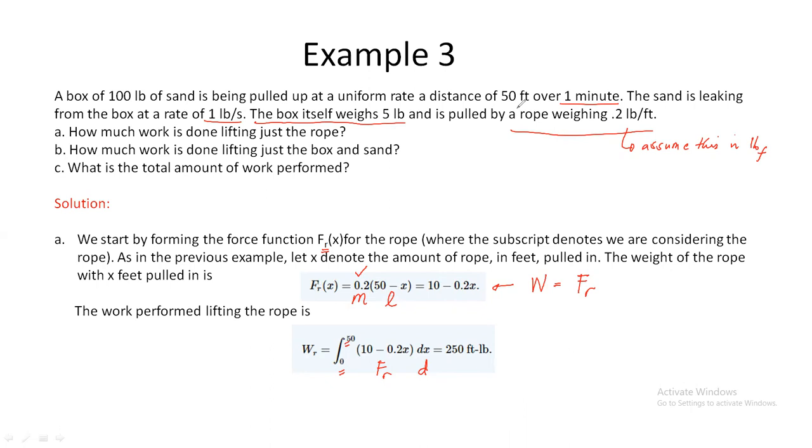Now again, this is on the assumption that the length of your rope and the distance covered, in which this rope is pulled up with the box, is the same. The length of the rope and the distance in which the box with the rope is to be pulled up is also 50. Okay. Before I go to letter B, do you have any questions in this part in letter A?